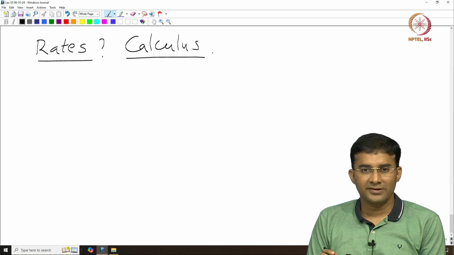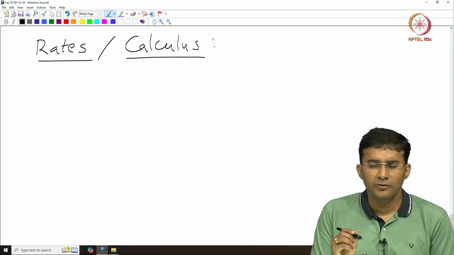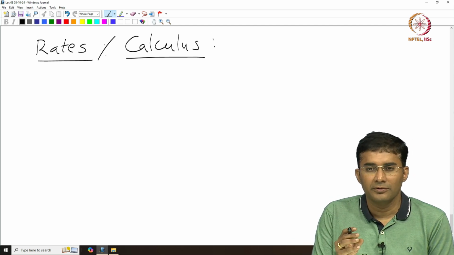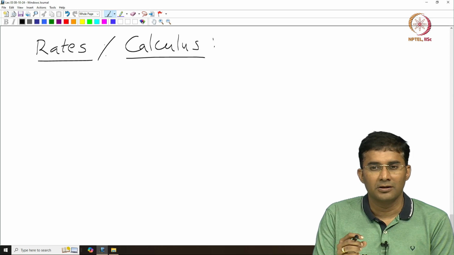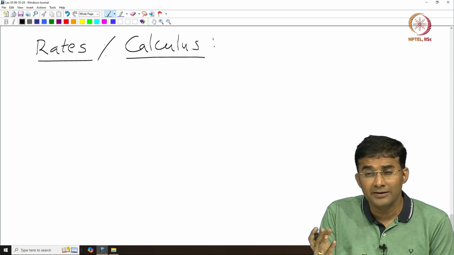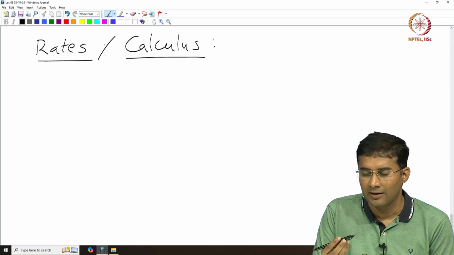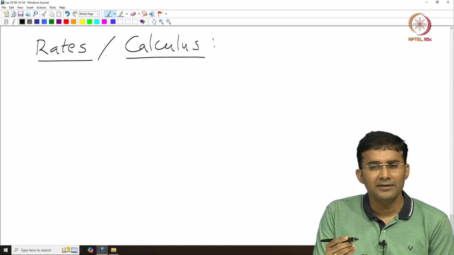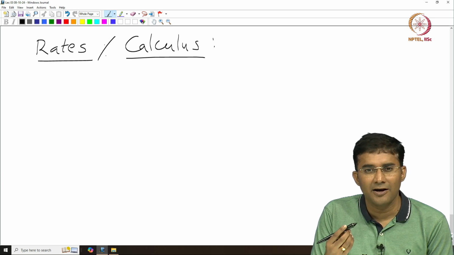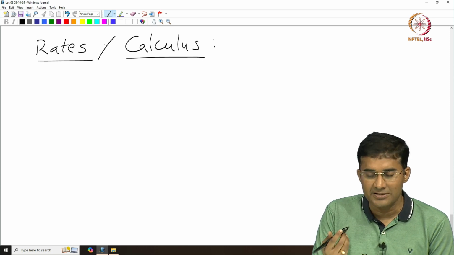Let us now discuss how rates and calculus are related. I kept on using the word rate, the rate of increase of a function. This function is decelerating, this function is increasing. So what do I really mean by that? How do we go about thinking about rates? This basically is the idea of calculus. The idea of calculus is to measure the rate of change. Okay.